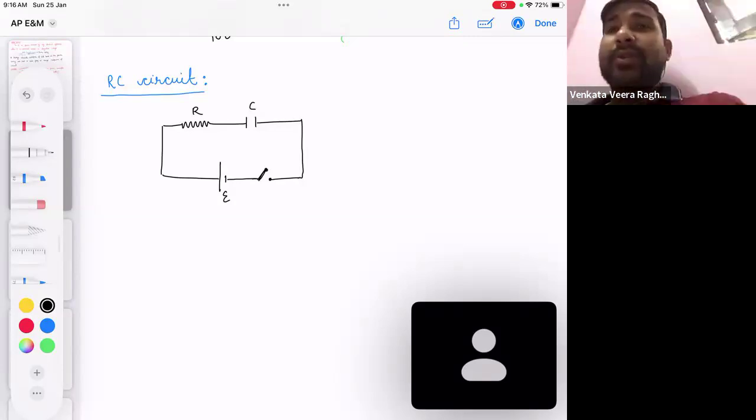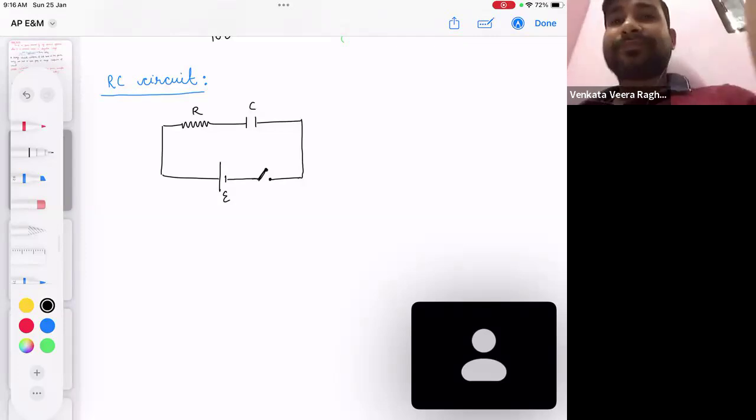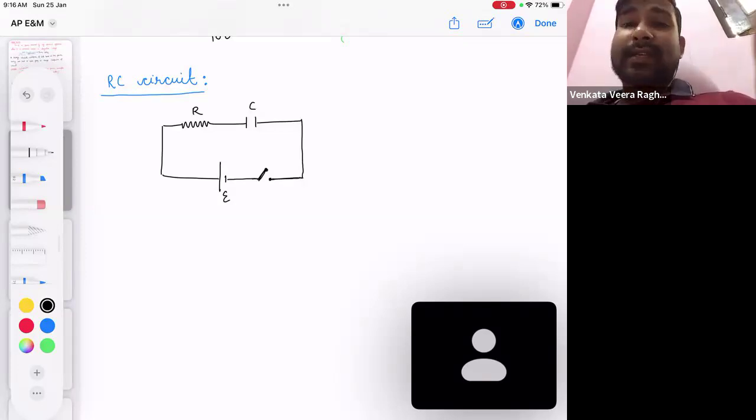Now what we are going to do is close the switch, and after closing the switch, the capacitor will start getting gradually charged, and finally it will get what? Fully charged. Understood? Finally the capacitor will get fully charged. Then it will be called a steady state condition.